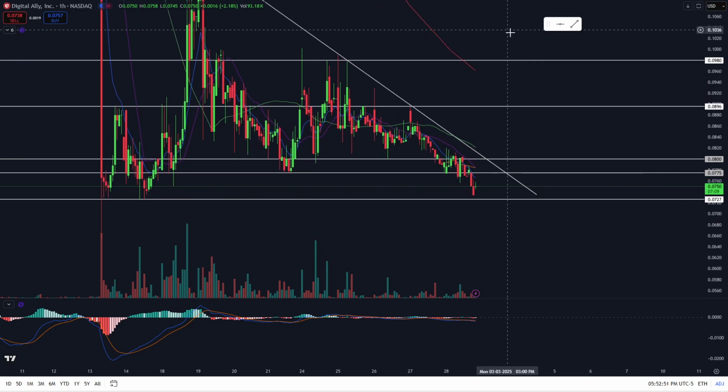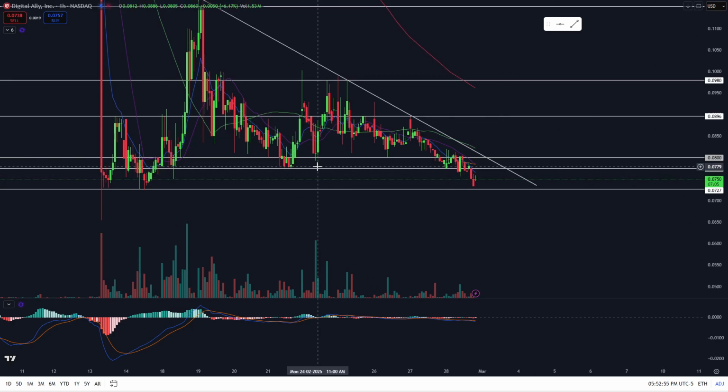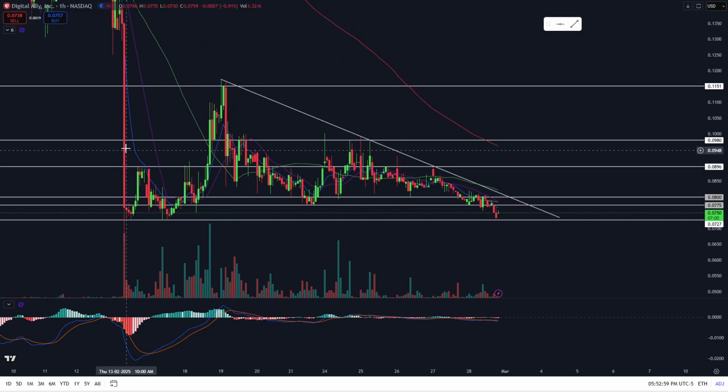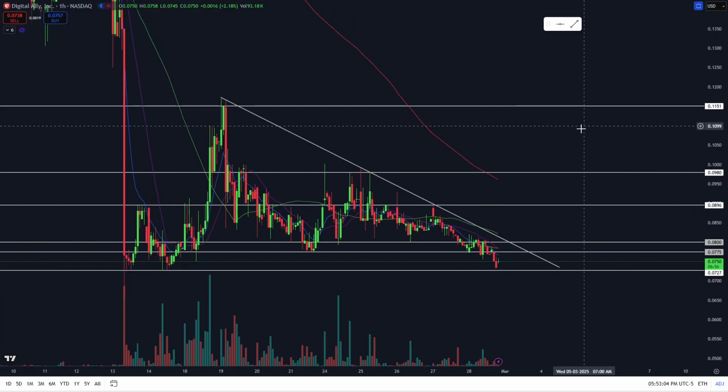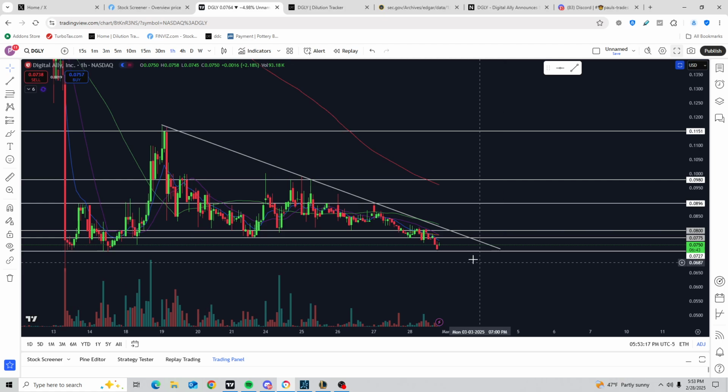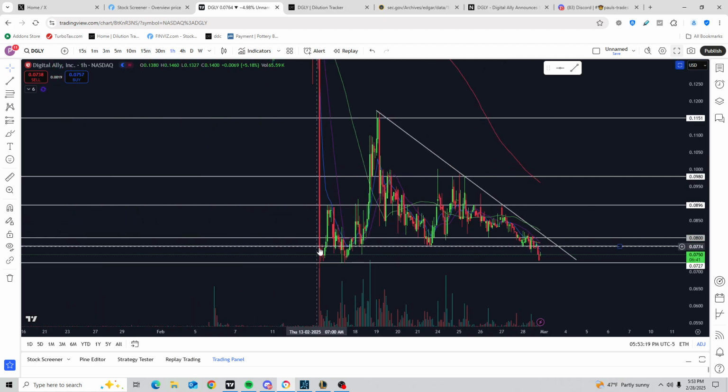The reason I like this is because if you learn how to play pennies correctly, you have multiple runs at this, right? The first time you get that offering drop, you could have bought it, and it would have run 60%. You could have bought it again here at the support and sold it for another 25%. And now it's coming back down, and it's getting up to those levels, right? Last time it came down here, it hit over 11.